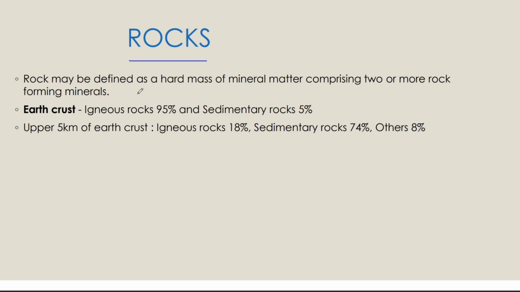The total earth crust comprises two types of rocks: igneous rocks and sedimentary rocks. Igneous rocks comprise about 95% of the total earth crust and the other 5% is comprised by sedimentary rocks. But things change when we see only the upper 5 kilometers of the earth crust. Then igneous rocks consist of only about 18% and sedimentary rocks about 74%. There are also other types of rocks like metamorphic rocks, which make up about 8% of the earth crust.